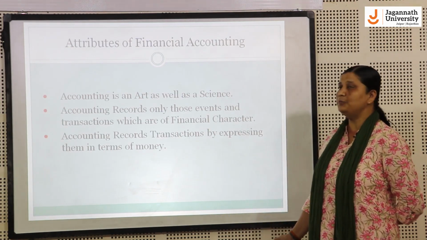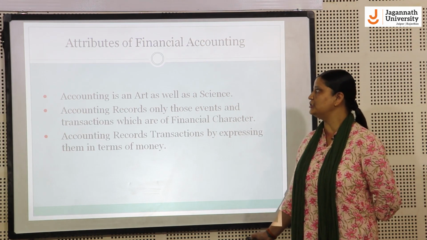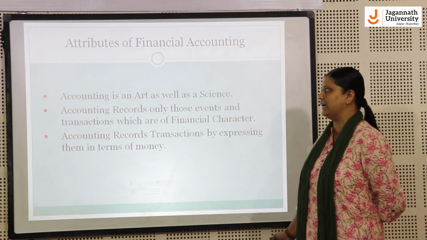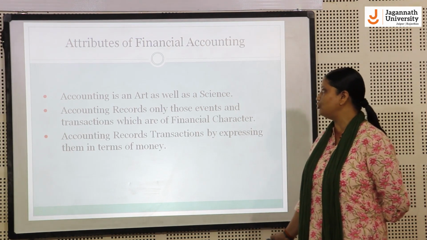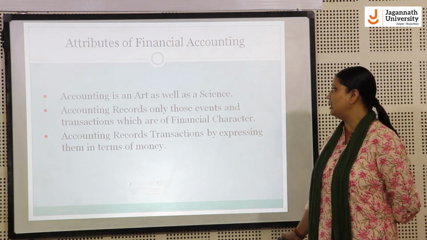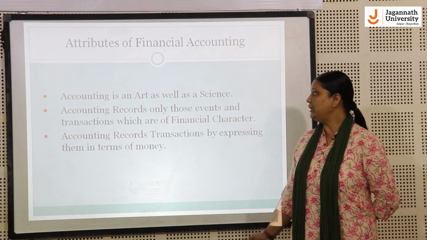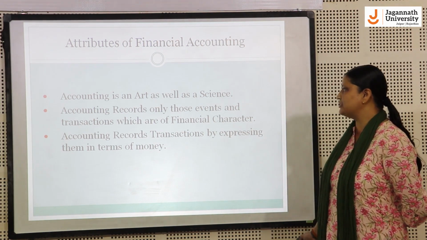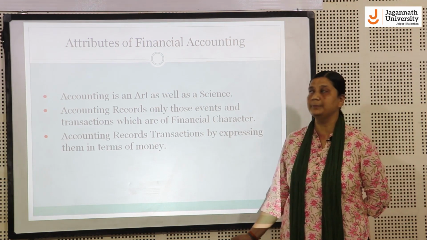These are some of the attributes of the financial accounting. Very first is the accounting is an art as well as science. Accounting records only those events, that is transactions, which are of financial nature. Accounting records transactions by expressing them in terms of money.